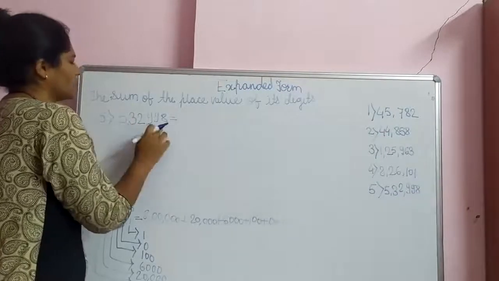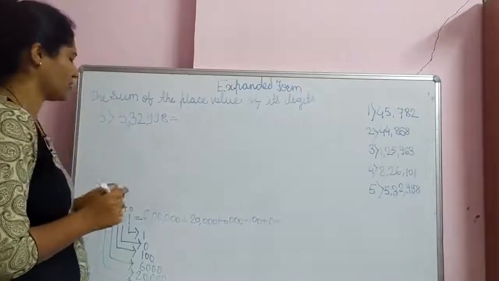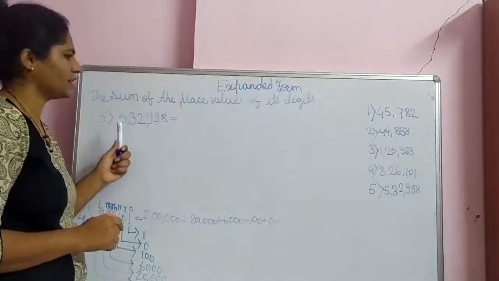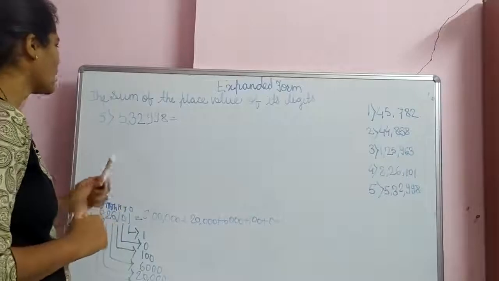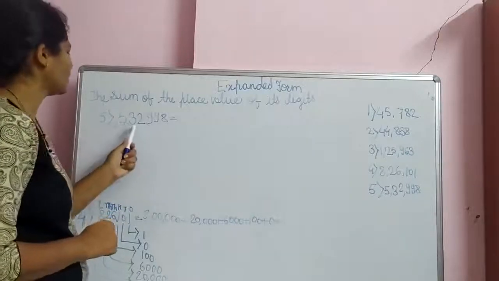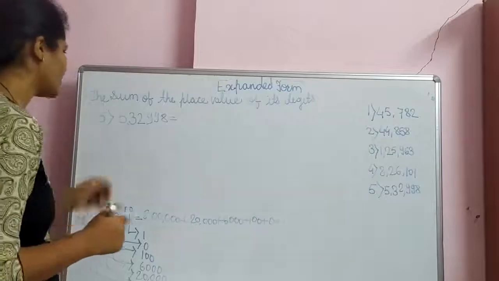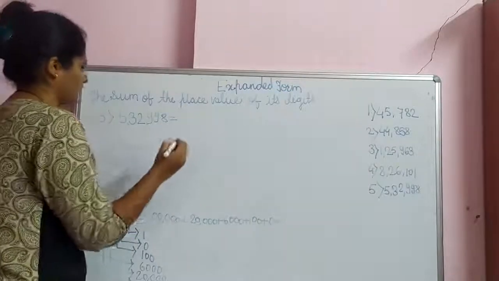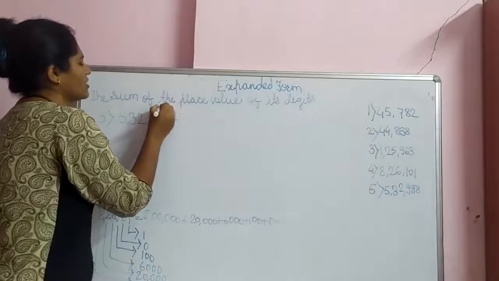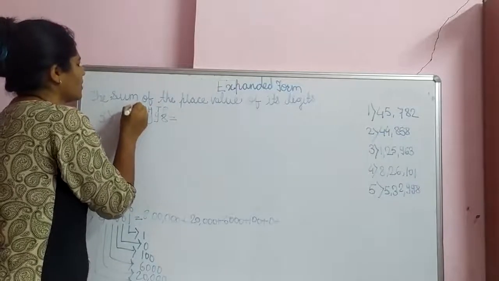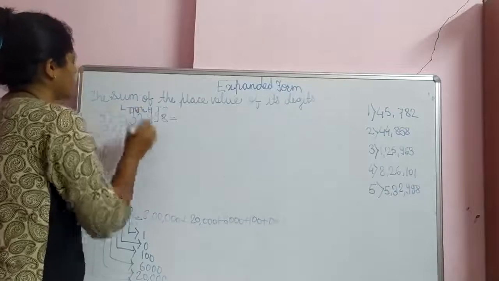This is in which period? It is in the ones period. This one is the thousand period and this 5 is in the lakh period. So how to read this number? 5,32,998. So firstly we write the Indian place value chart: ones, tens, hundreds, thousands, ten thousands and lakh.